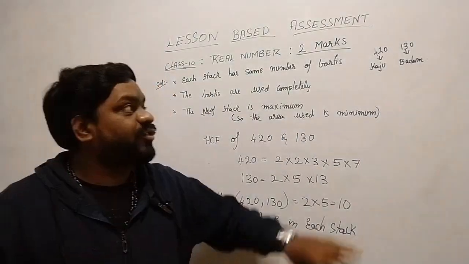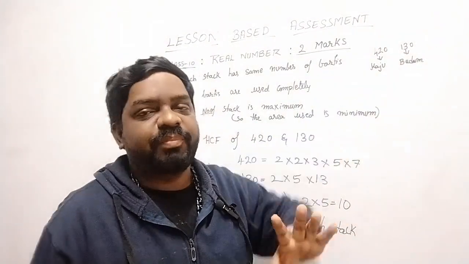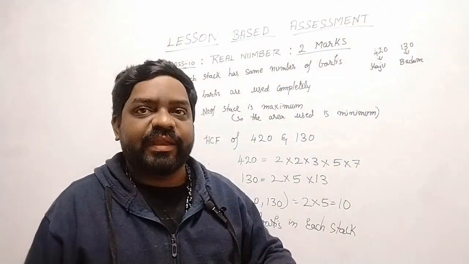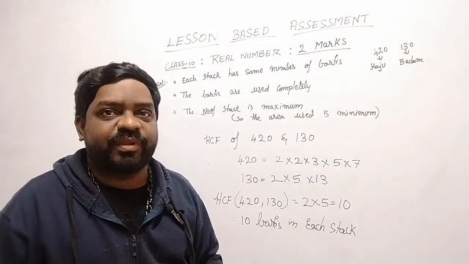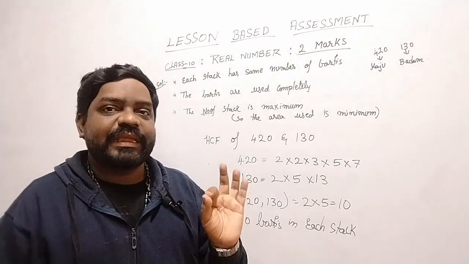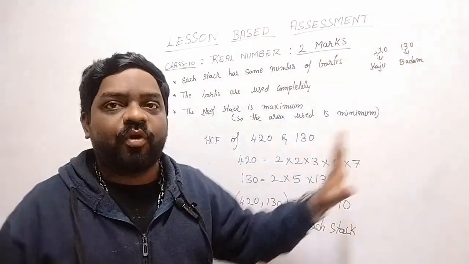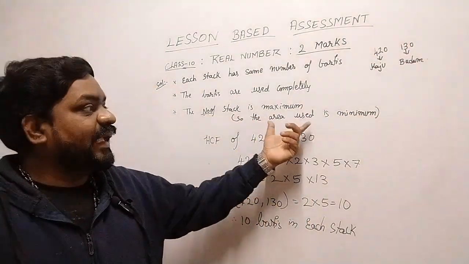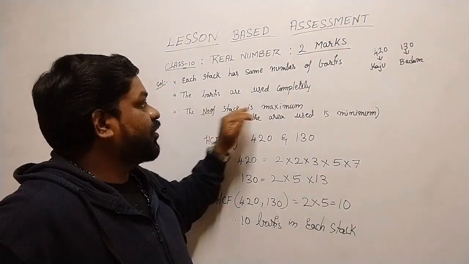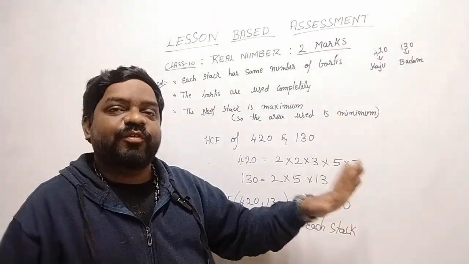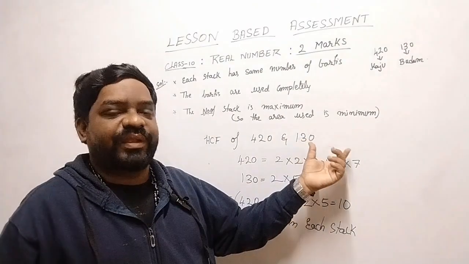According to the given question, there are 420 kaju burfis and 130 badam burfis. We need to arrange them in such a way that each stack has the same number of burfis. In all the stacks, there should be an equal number of burfis, and the burfis are used completely, and the area used is minimum. If the area should be minimum, then the number of stacks should be maximum. Therefore, we need to find the HCF of the two numbers, that is 420 and 130.